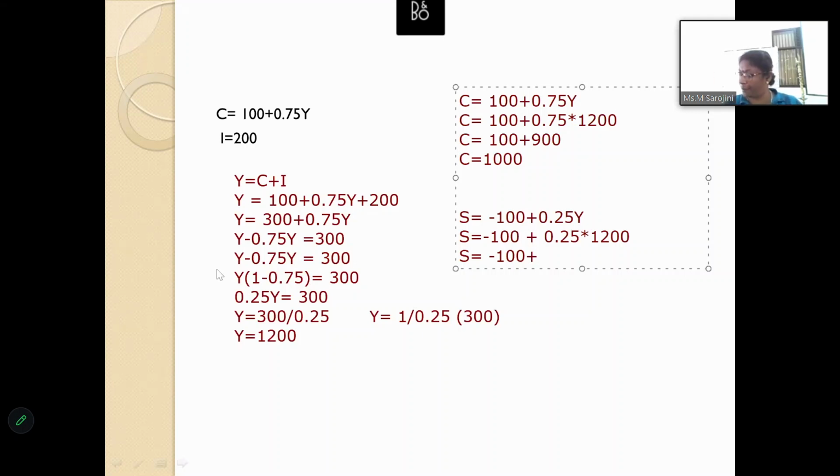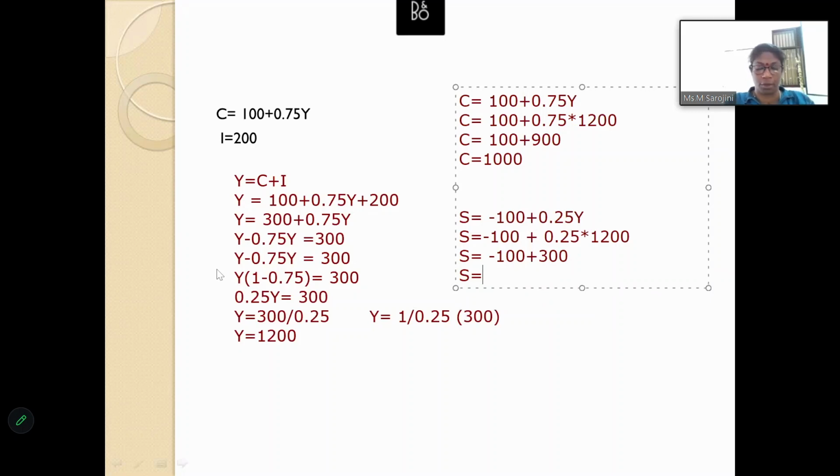S plus 0.25 into 1,200, that is 300. Yes, 300. Now, S is equal to how much? 200. Also, you can cross check this one.